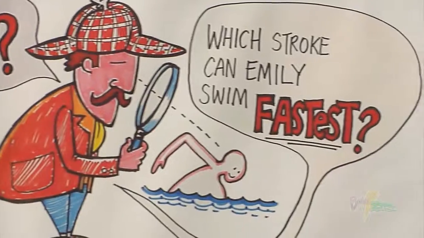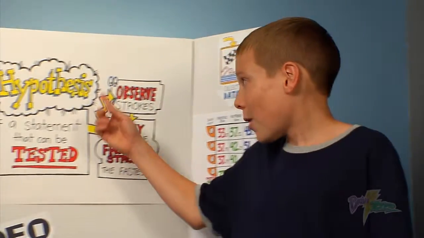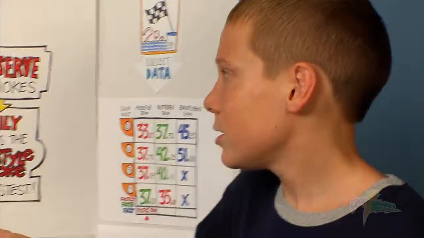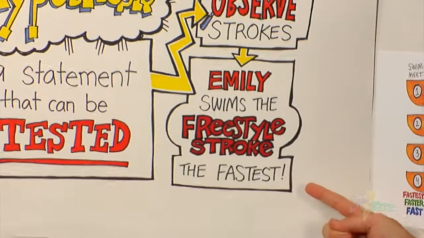First, we observed and asked a question. Question, which stroke can Emily swim the fastest? Then we formed a hypothesis based on what we observed at Emily's swim practice. Remember, a hypothesis is a statement that can be tested. Our hypothesis was, Emily swims the freestyle stroke the fastest.